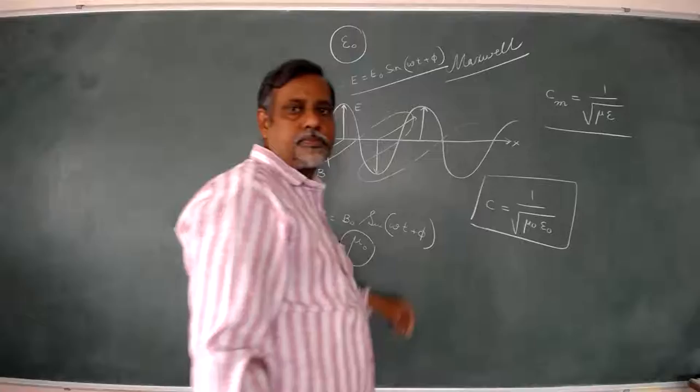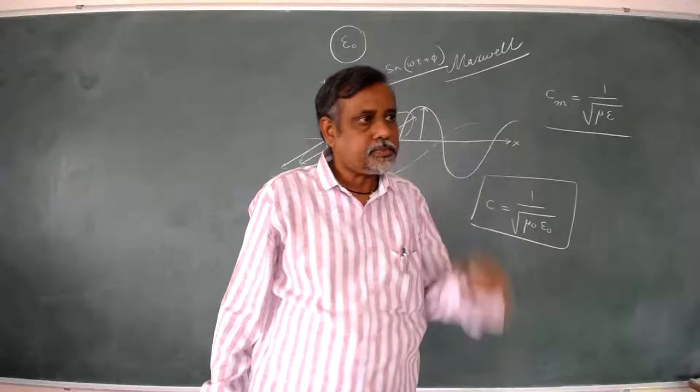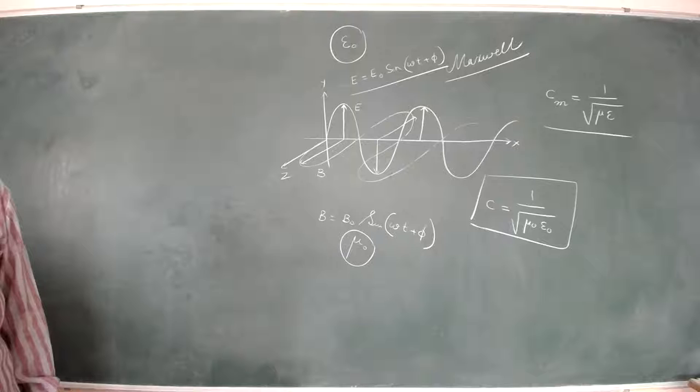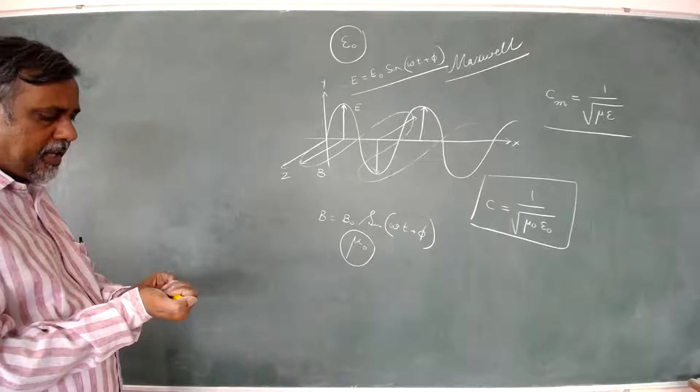Understood? In one of the previous CET papers, this was asked. Understood? Okay, C is equal to 1 by under root mu and epsilon. Mu is permeability, meaning magnetic property. Epsilon is permittivity, which is the electrical property.